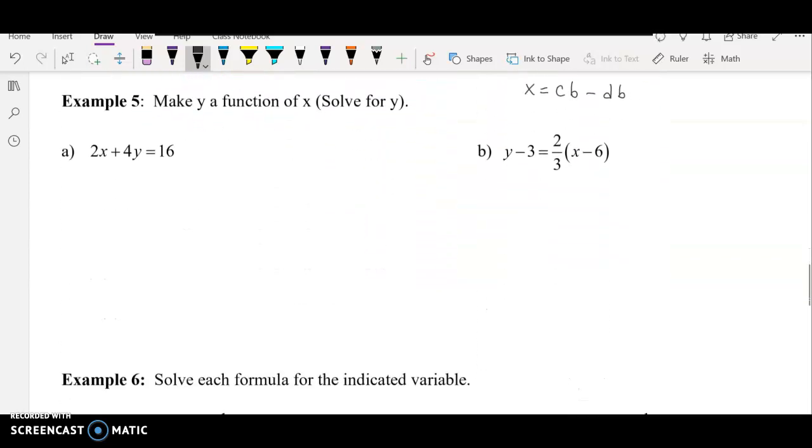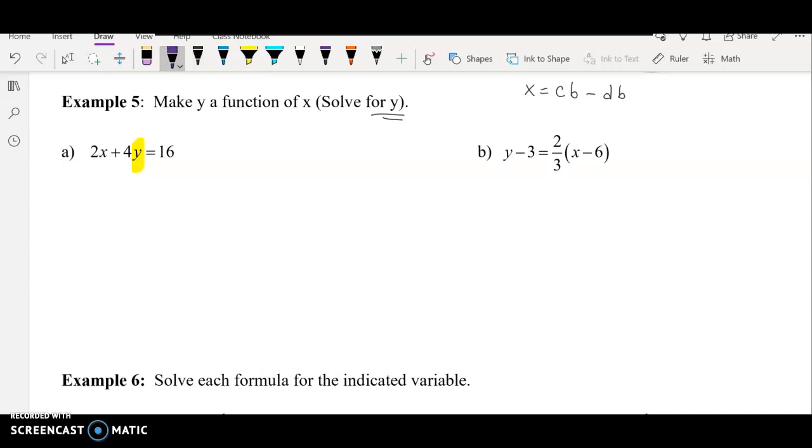You might see this written out differently, so make y a function of x. That means take and solve for y. You'll see these types of equations later this year. This is standard form and point slope form. So we are going to need to be able to take these and solve for y.